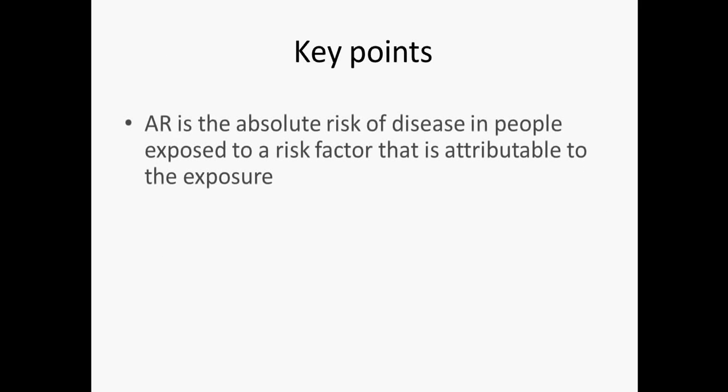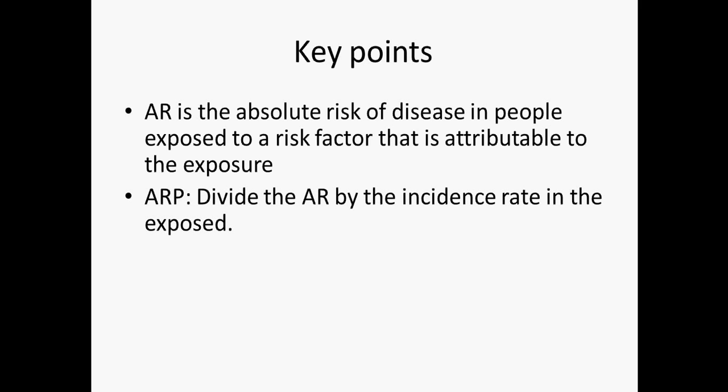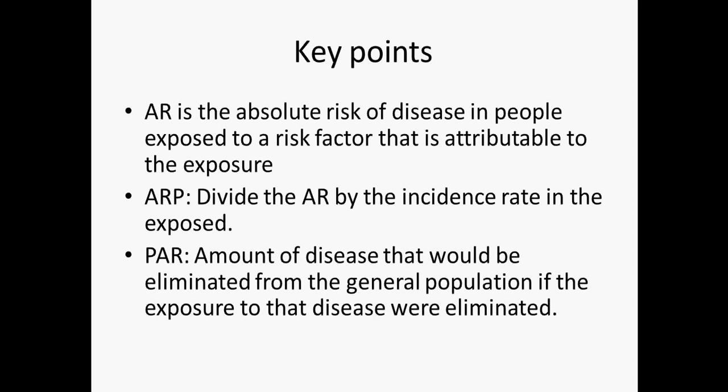Key points to remember. Attributable risk is the absolute risk of disease in people exposed to a risk factor which is attributable to the exposure. It is attributable risk proportion. In this, what we do is we calculate the attributable risk and divide it by incidence rate in the exposed group. Population attributable risk gives us amount of disease that would be eliminated from the general population if the exposure to that disease were eliminated. So it talks more about prevention of disease in the general population.